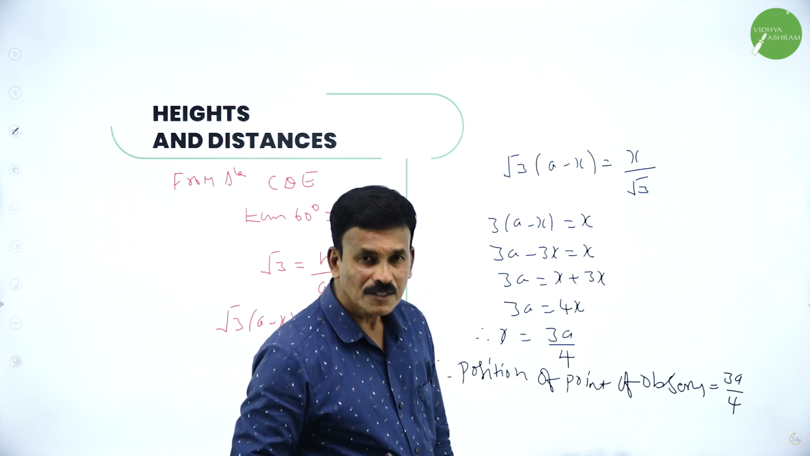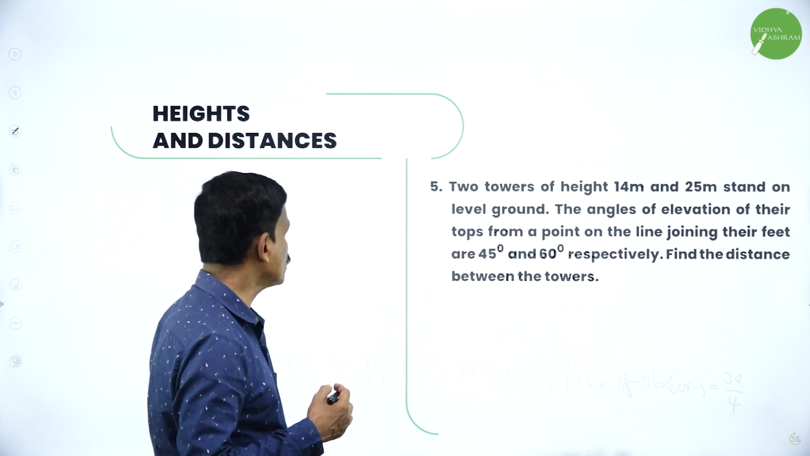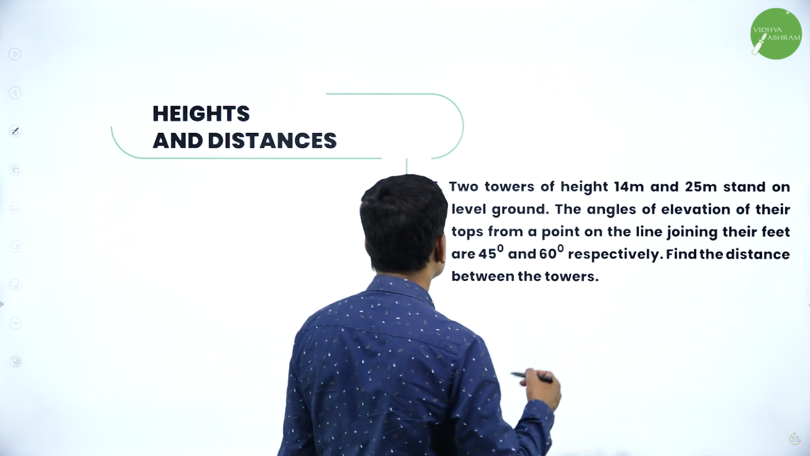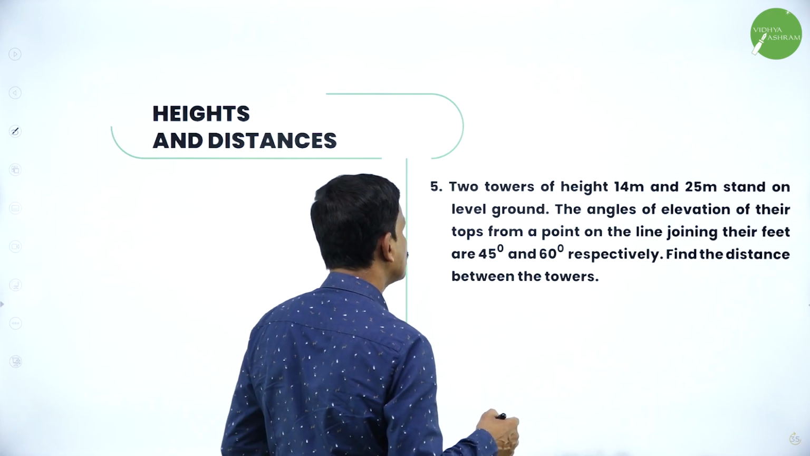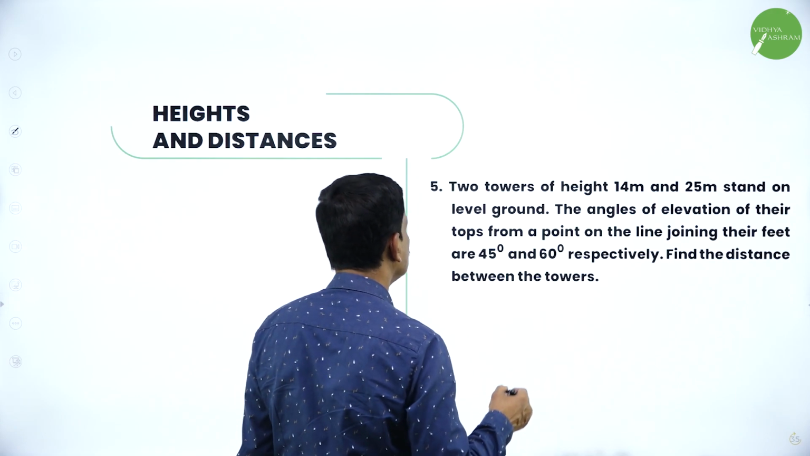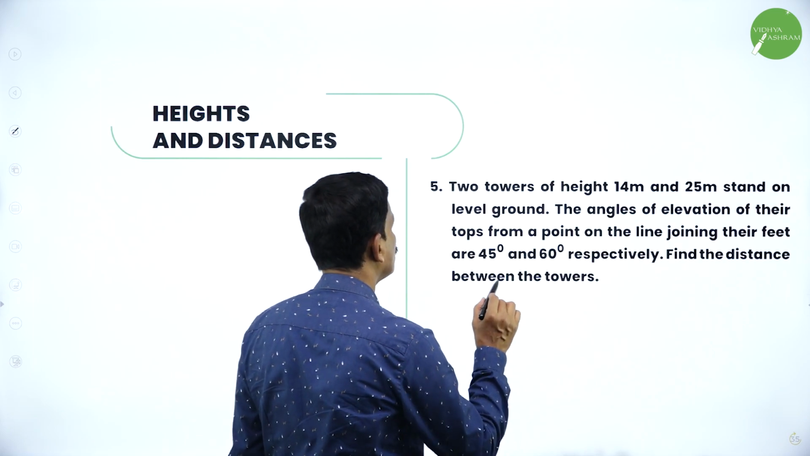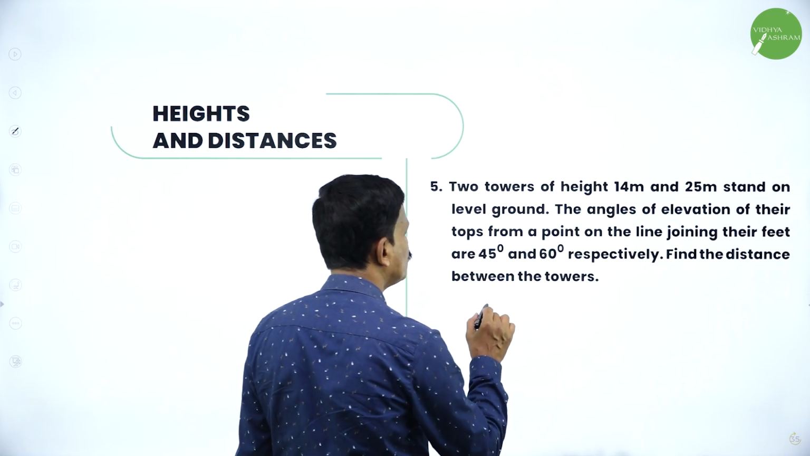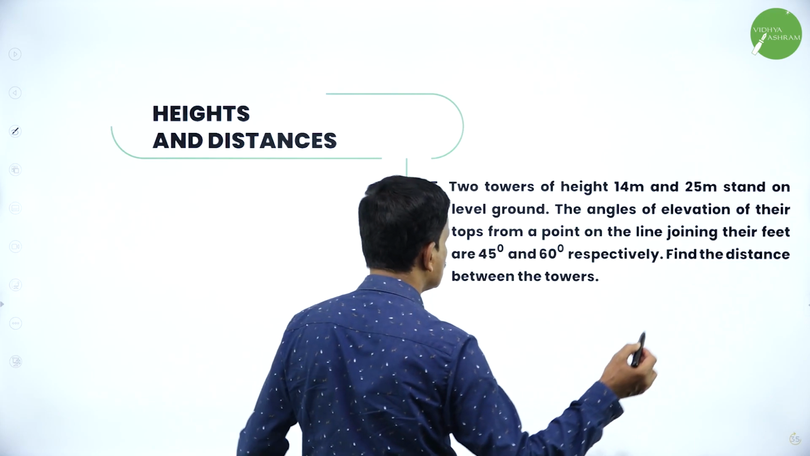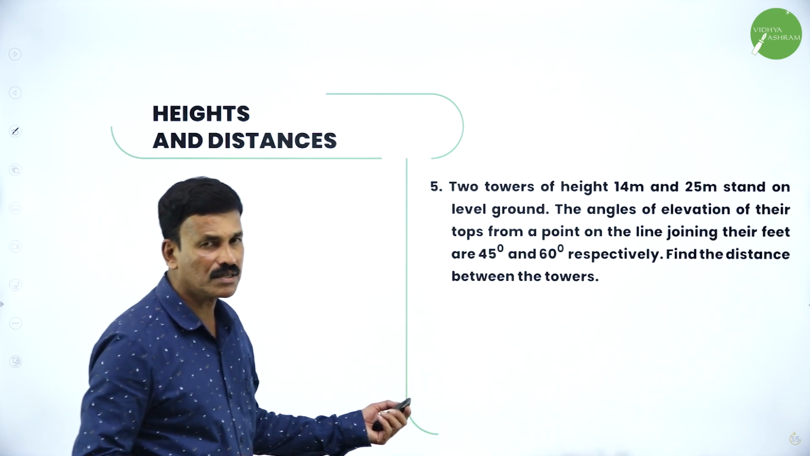Hope you followed. Now, on to the next problem, same type of problem. Two towers of height 14 meters and 25 meters are standing on level ground. The angles of elevation of the tops of the towers, from a point on the line joining the feet, are 45 degrees and 60 degrees. Find the distance between the towers. Same as that of the previous problem.